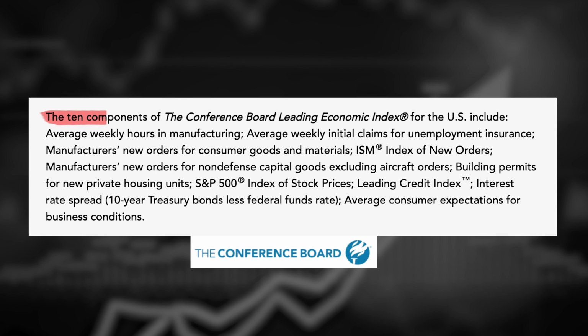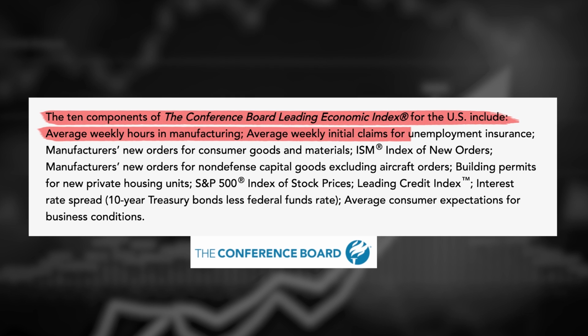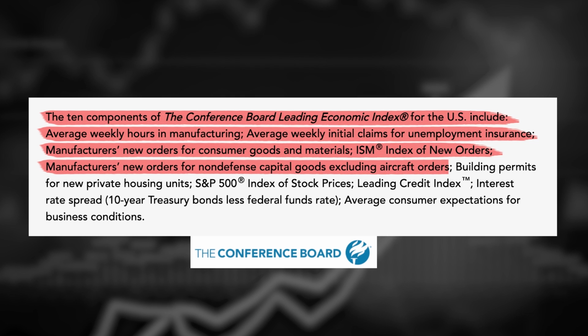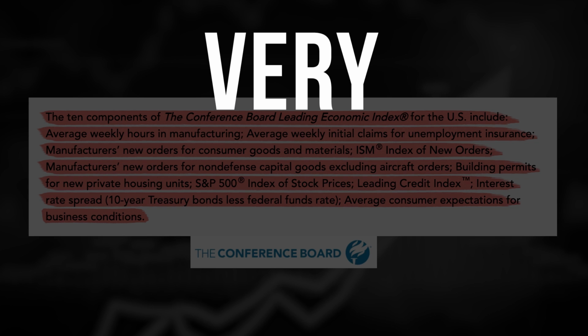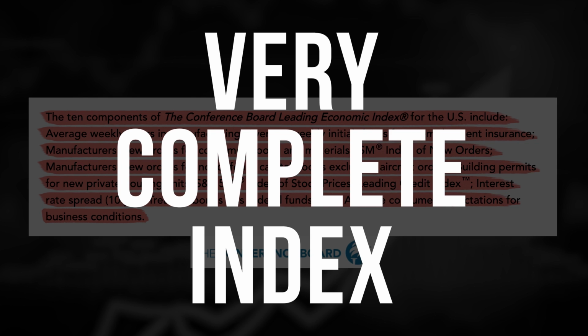index. The 10 components of the Conference Board Leading Economic Index for the U.S. include average weekly hours in manufacturing, average weekly initial claims for unemployment insurance, manufacturers' new orders for consumer goods and materials, ISM index of new orders, manufacturers' new orders for non-defense capital goods, excluding aircraft orders, building permits, and new private housing units, S&P 500 index of stock prices, leading credit index, interest rate spread, 10-year Treasury bonds less Fed funds rate, in other words, inversion of the curve, average consumer expectations for business conditions. So you see that this is a very complete index, to say the least.